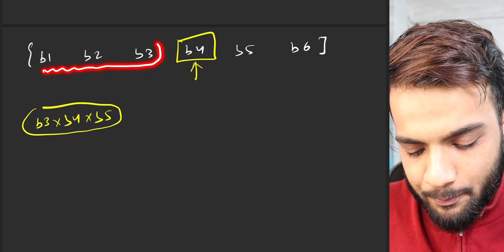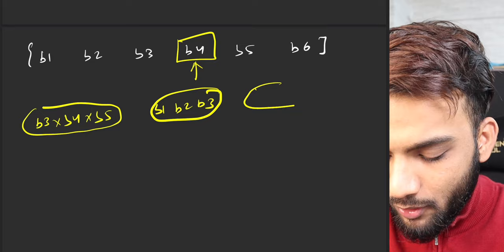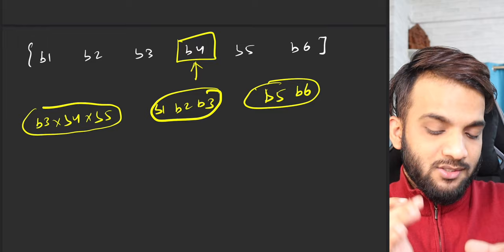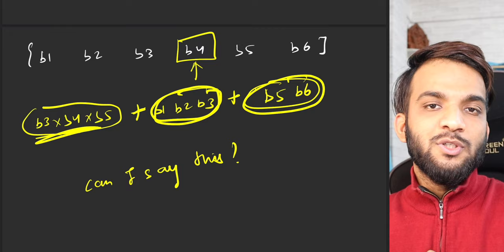So I will be left with this sub-portion to solve. Right? So I will be left with a sub-portion of B2, B3. This is a sub-problem. I can call it a sub-problem. This sub-problem has to be solved. And I'll also be left with another sub-problem of B5, B6. So apparently, can I say this? This is a value plus this subproblem we solved plus this subproblem we solved. Can I say this? The answer to this is no, I cannot. I cannot say this.